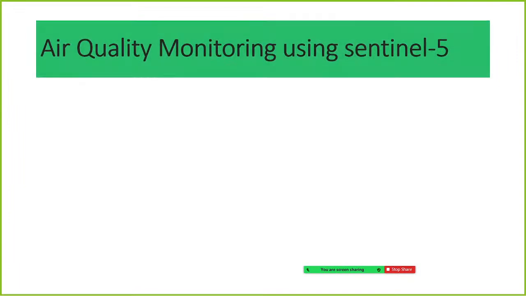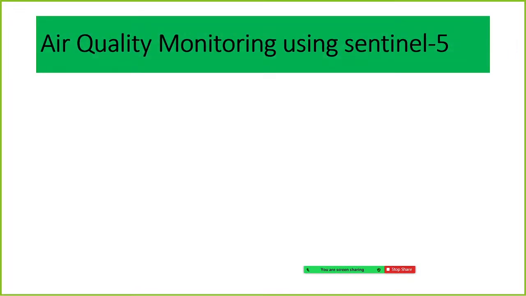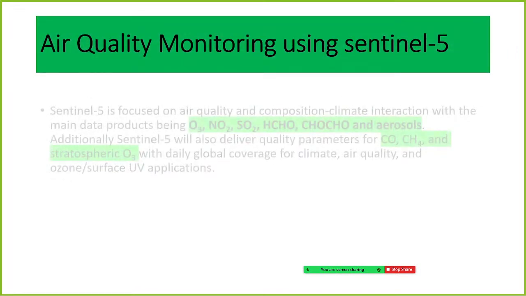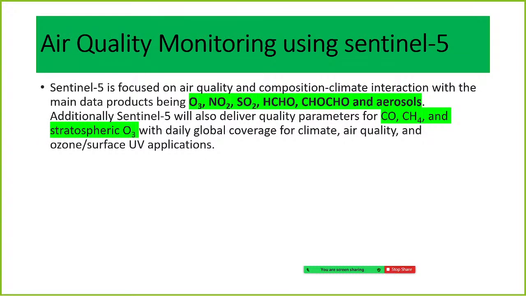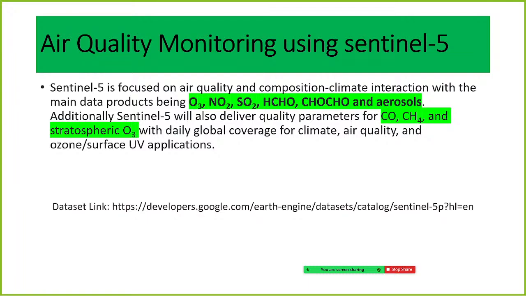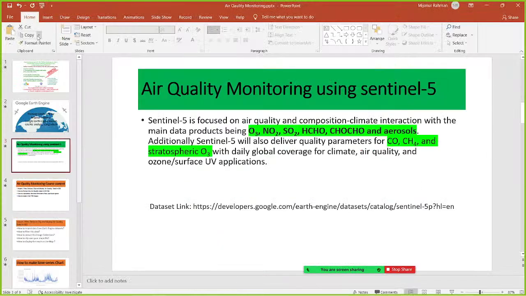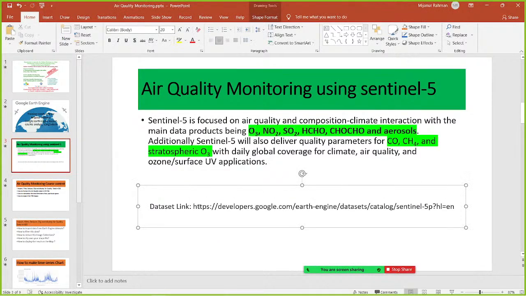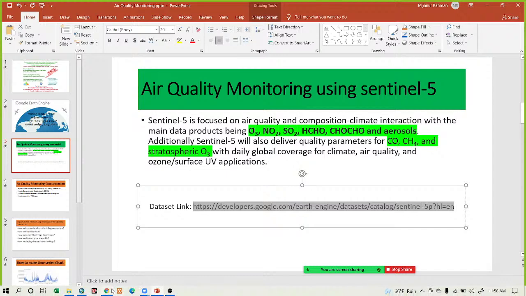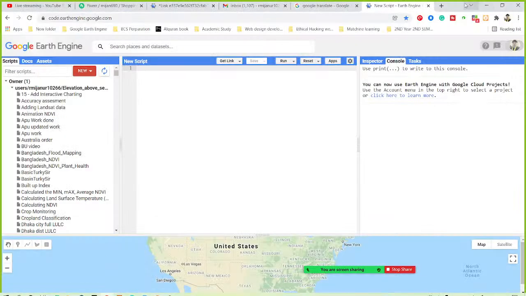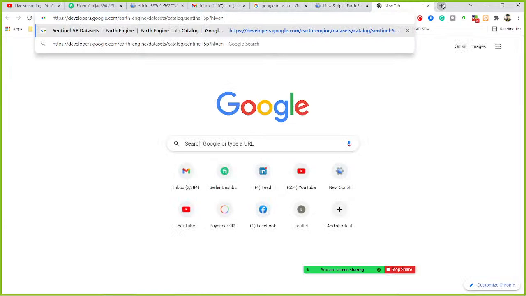So basically when you observe air quality monitoring using Sentinel 5, we can easily access ozone, nitrogen dioxide, sulfur dioxide, formaldehyde, carbon monoxide, and methane. Okay, so this is our dataset link. I simply copy this link and paste it in a browser so that I can easily access all of the datasets provided by the Sentinel 5 satellite imagery.